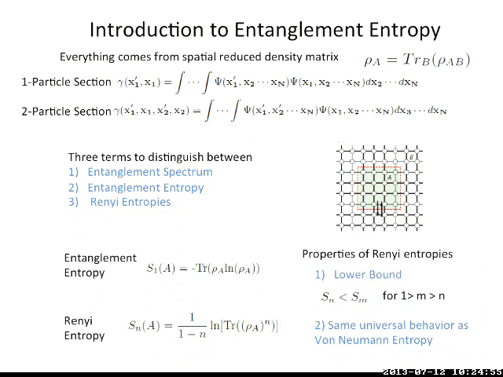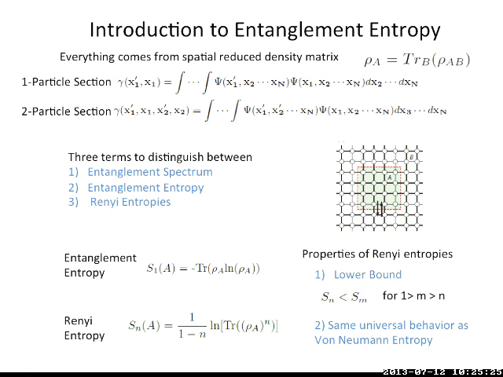So here are the important things to keep in mind. I've told you what density matrix we're interested in. Now I'm going to define some terms about that density matrix. The entanglement spectrum is the set of eigenvalues of this density matrix. The entanglement entropy is this function of the density matrix, which you can think of as a sum over all the eigenvalues of eigenvalue times log eigenvalue.